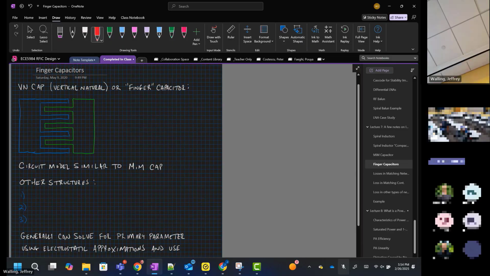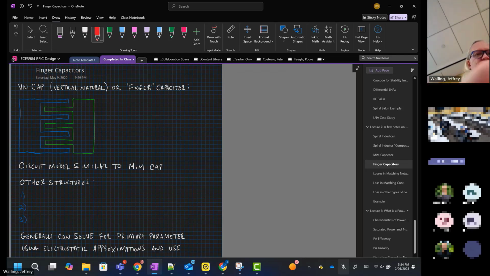This is the other type of capacitor. It's called a VN cap, or vertical natural cap. Sometimes we also call it a finger capacitor because it's kind of like, imagine interdigitating your fingers like so. Of course, they can't touch. They have to be insulated from one another.